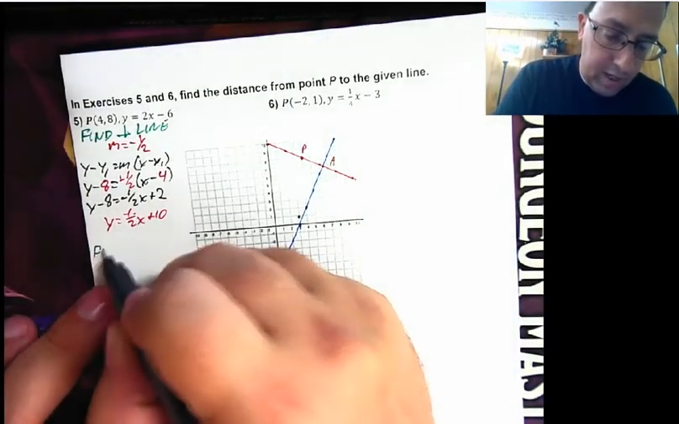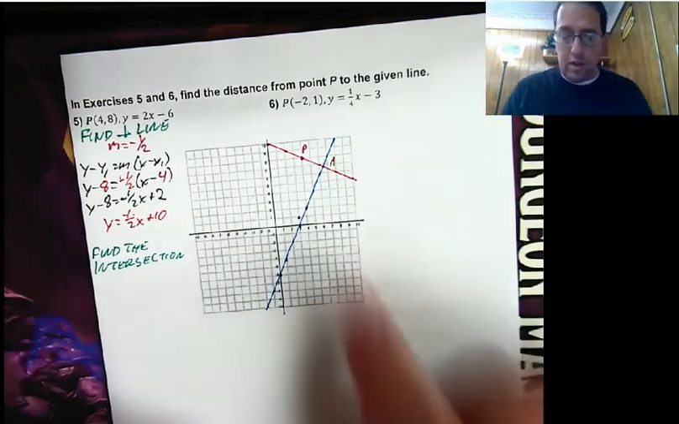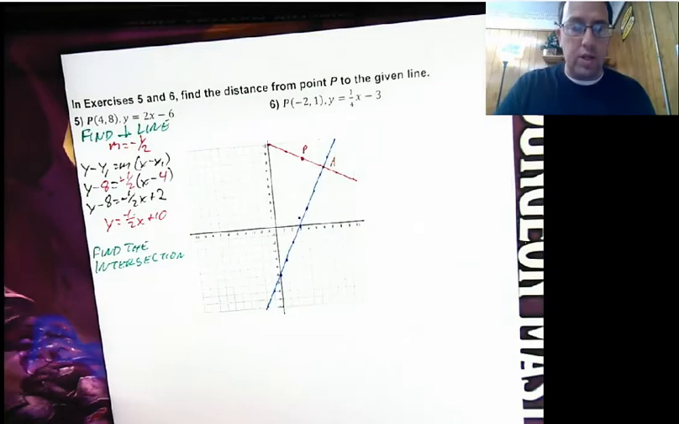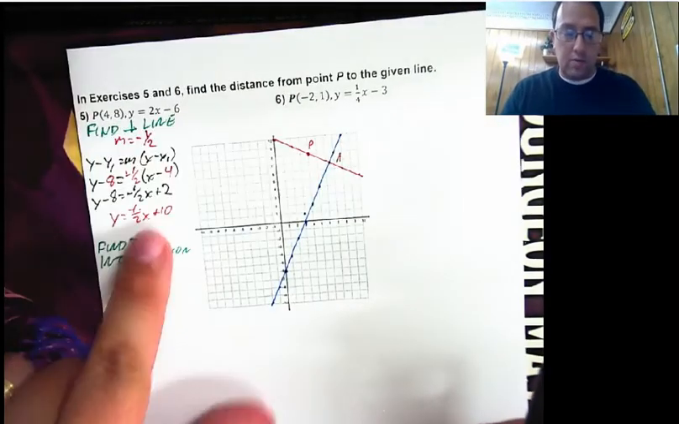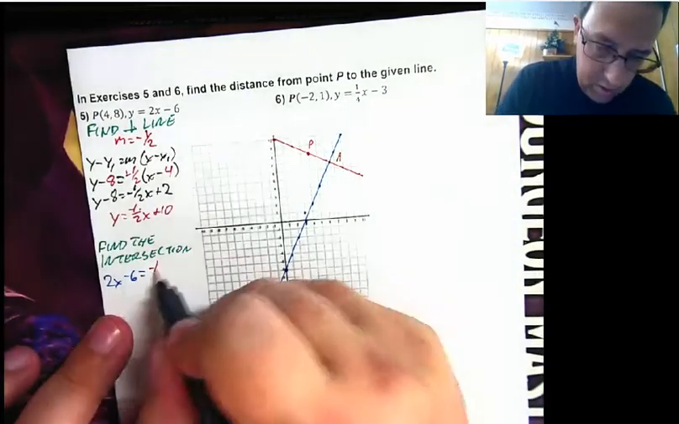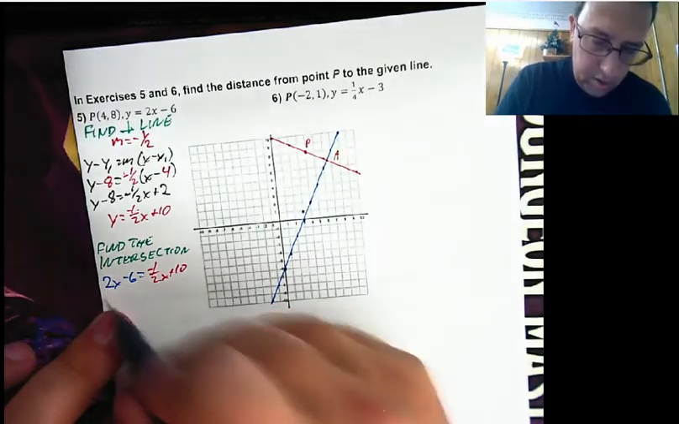So we have to find the intersection. And to do that, we're looking for where these two are equal, right? So that's what we're going to do. We're going to set this one equal to that one, and then we just solve it. So let's get our x's to one side.